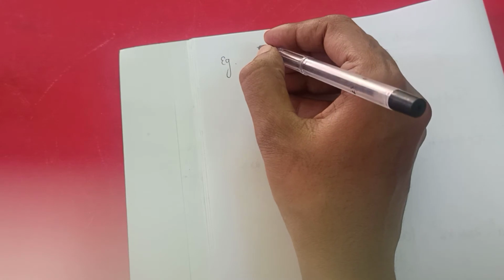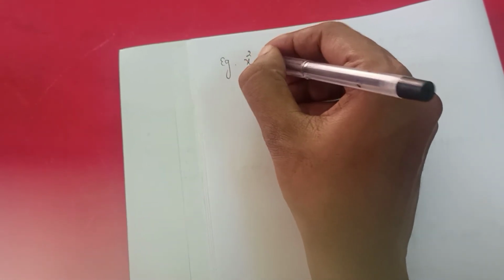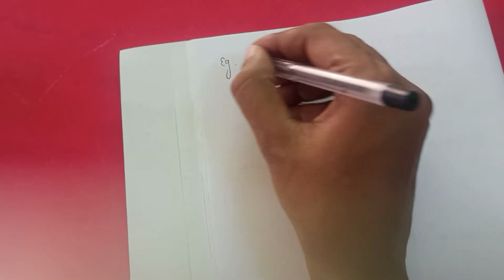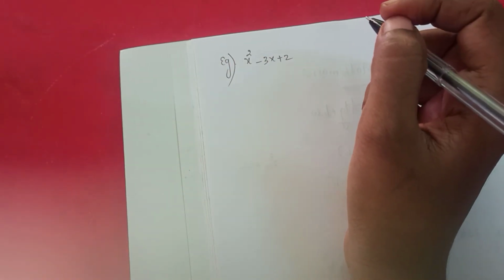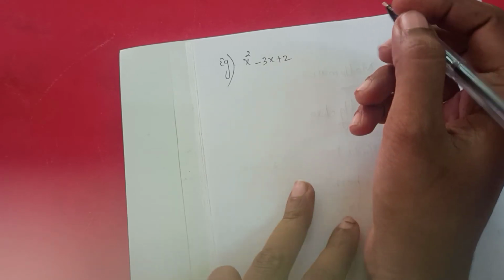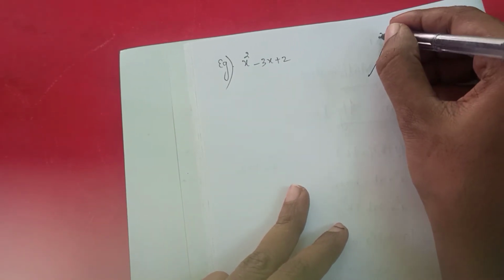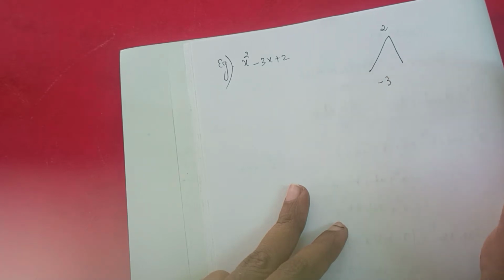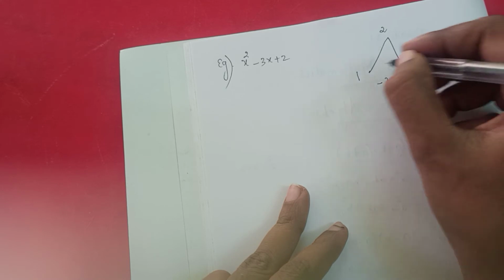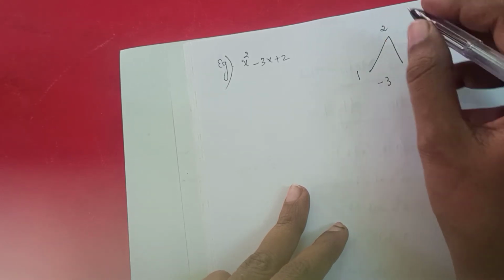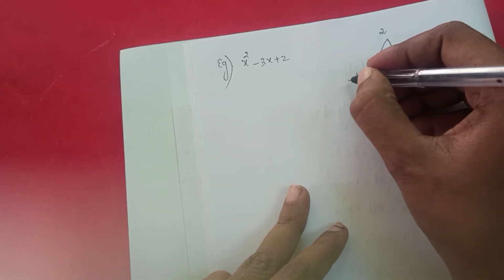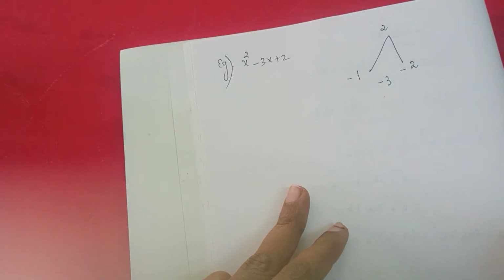Just factorize this one: x square minus 3x plus 2. What's the value? Factorize it. 2, correct? It is minus 3. What are the numbers? Multiplying, you need to get 2. So 1 into 2, both plus. So 1 into 2 is plus 2. But here it is minus, is it right? So both also minus. Understand?